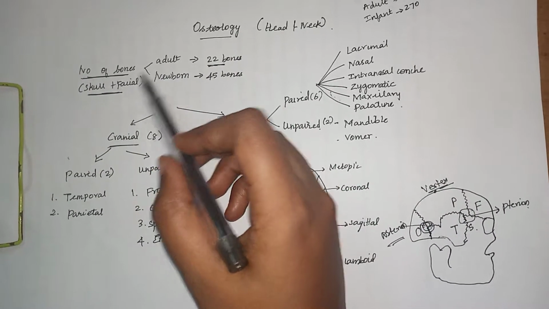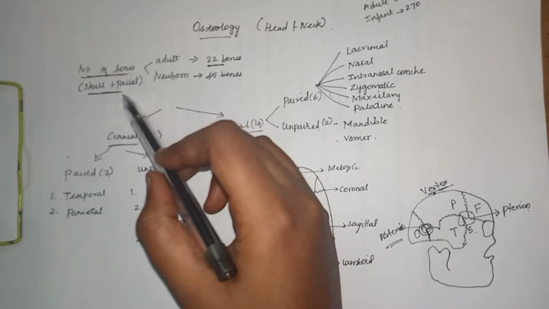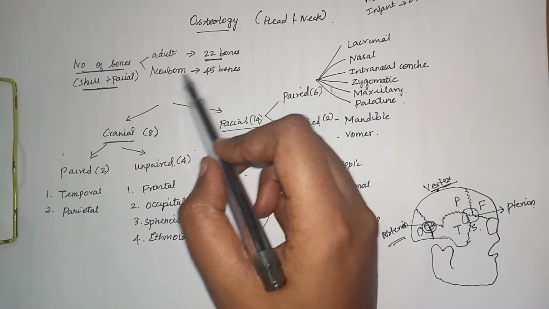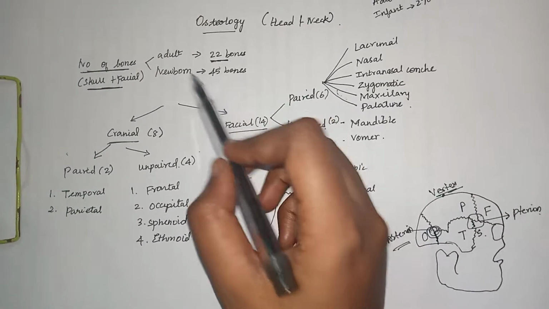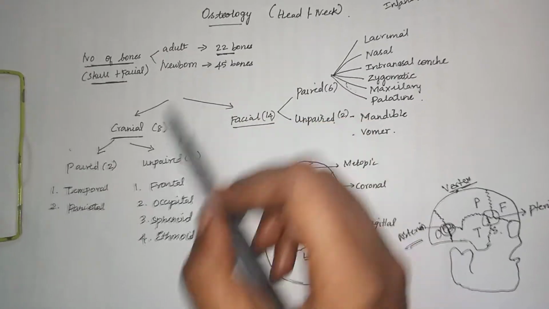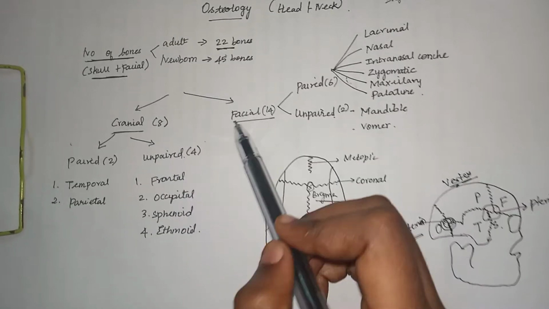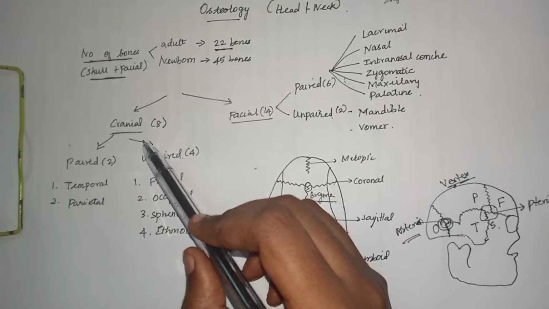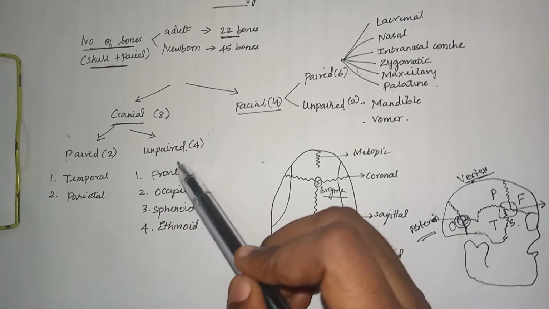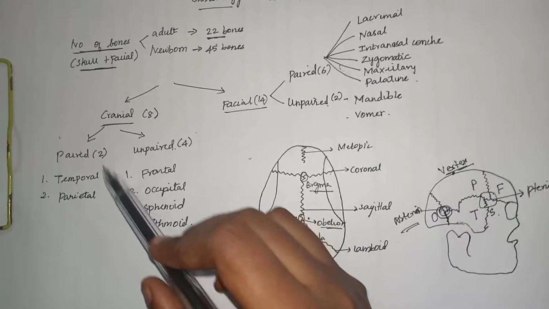In adults, the total number of bones, that is skull plus facial bones, is 22. But in the newborn, it is double that amount, that is 45 bones present in the newborn child. Okay, let us see how this 22 bones came. We classify the bones of the head and neck into cranial and facial bones. In cranial bone, we have two subdivisions, that is paired and unpaired bones. Paired bone is nothing but bone present on the two sides of the skull.